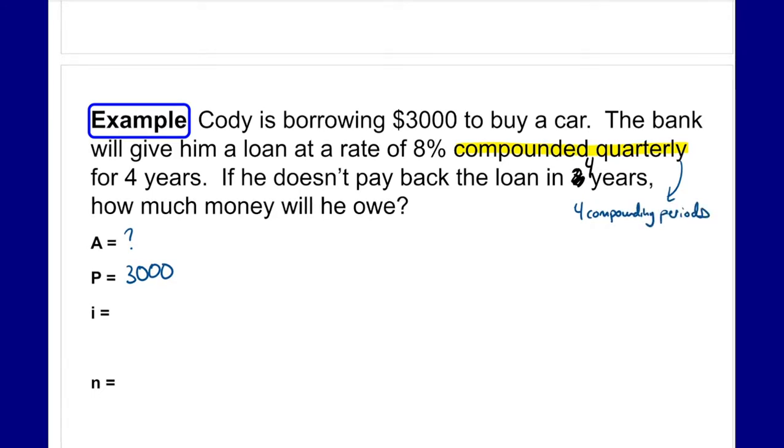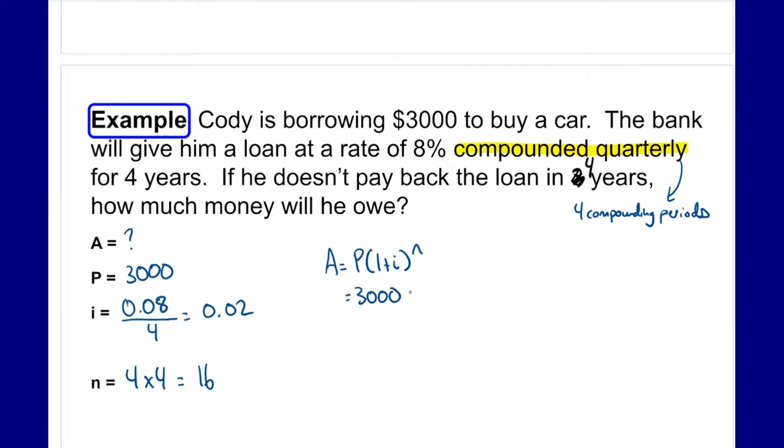So 4 compounding periods, so we have to take our rate, divide it by 4 to get our I value, so 0.02. We're then going to take the 4 years, multiply it by 4, because there's 4 compounding periods in a year, and we get 16, so there's 16 compounding periods in total. Now that we have all our values, we can plug it into our formula. So 3,000 times 1 plus 0.02 to the power of 16.